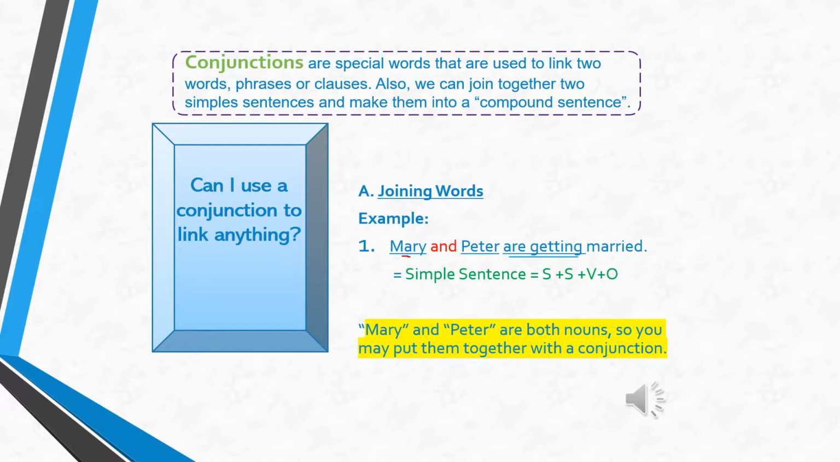Mary is a subject, and is a conjunction, and Peter is my second subject. We call this in grammar a compound subject, but this is not a compound sentence. It is only a simple sentence that has two nouns joined by a conjunction. We have only one verb, getting, and married is my object. So Mary and Peter are getting married is a simple sentence.